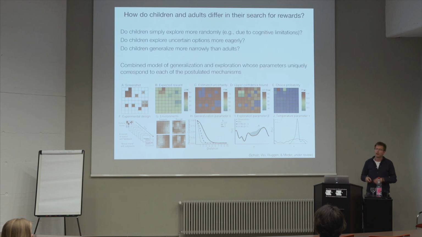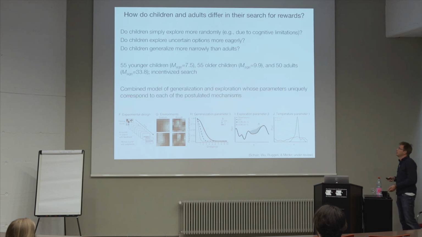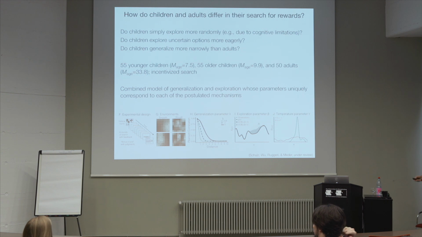In each grid they can choose options, and we manipulate various things like horizon and environmental structure. So we have the smooth and the rough environments to see how that mediates behavior and how that affects parameter estimates. Okay, so this is the sample. We had 55 younger children, mean age around 7.5, then a bunch of 10-year-olds and also adult subjects. The nice point was to have this combined model, which allows us to assess the relative contributions of the different mechanisms.